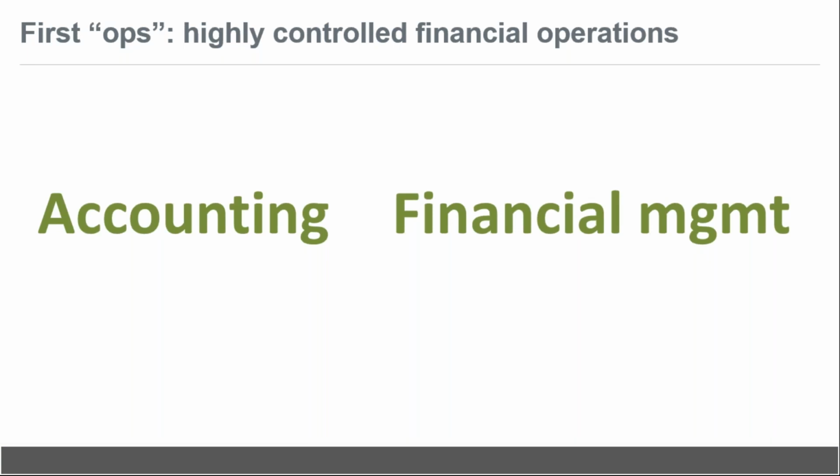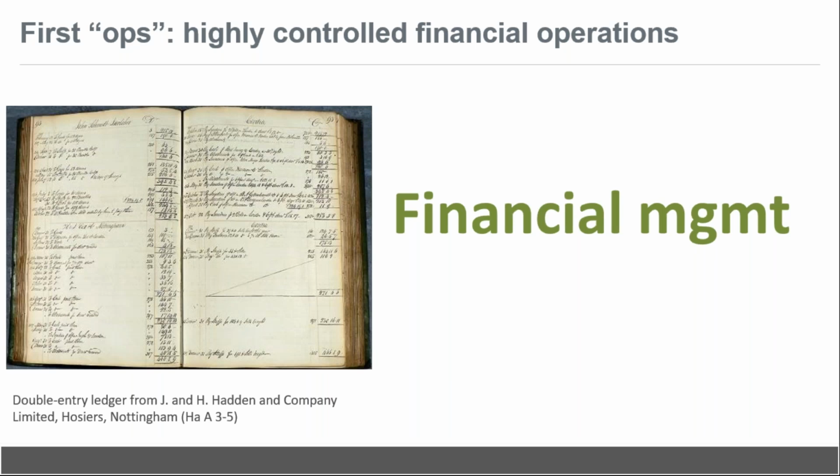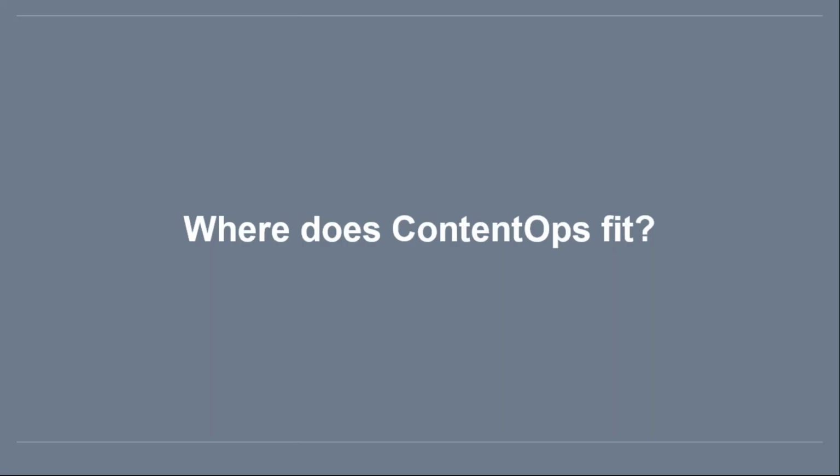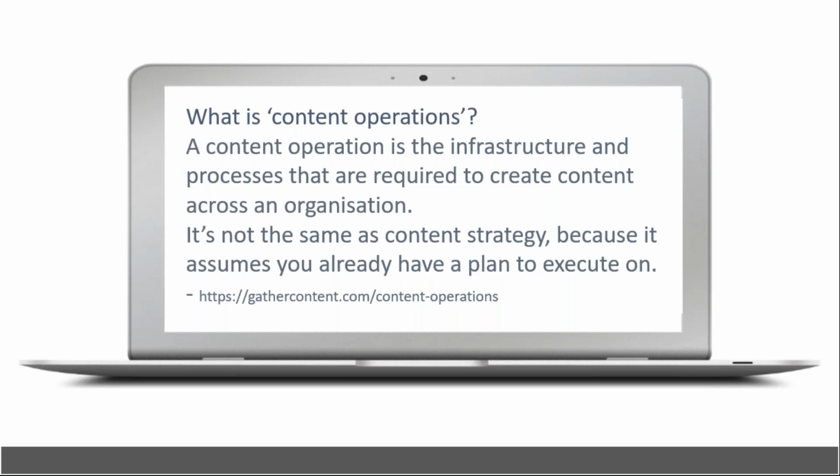Now, back in the day, financial transactions were done with double entry ledger books. But now we have financial systems that automate everything. And if you want to see results, you don't have to start adding things up manually. You just look at the dashboard. So where does content ops fit into this bigger landscape? Well, it's the infrastructure and processes to create content, but it's not the same as content strategy, because it assumes you already have a plan to execute on. So you do the strategy, and then when you implement the strategy, you get your operational model.